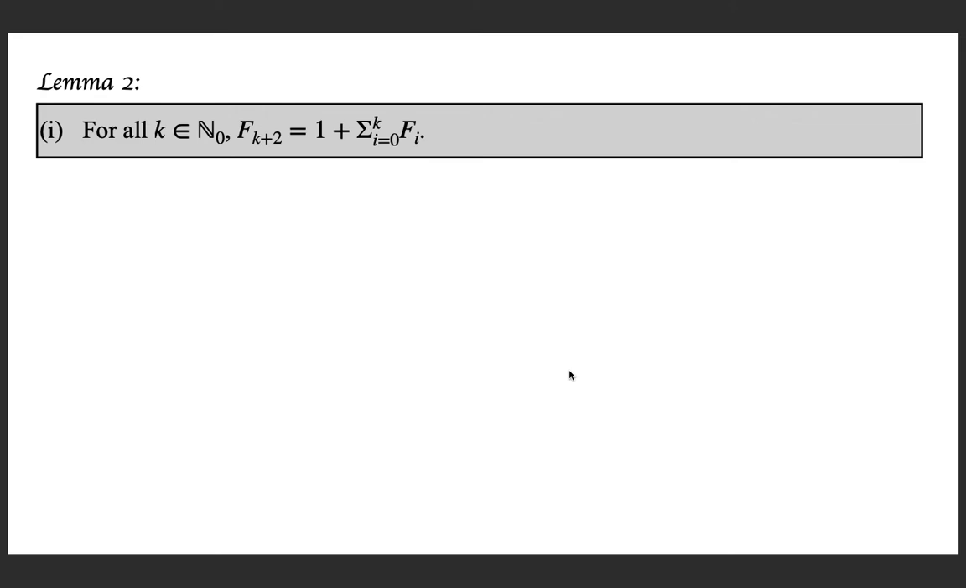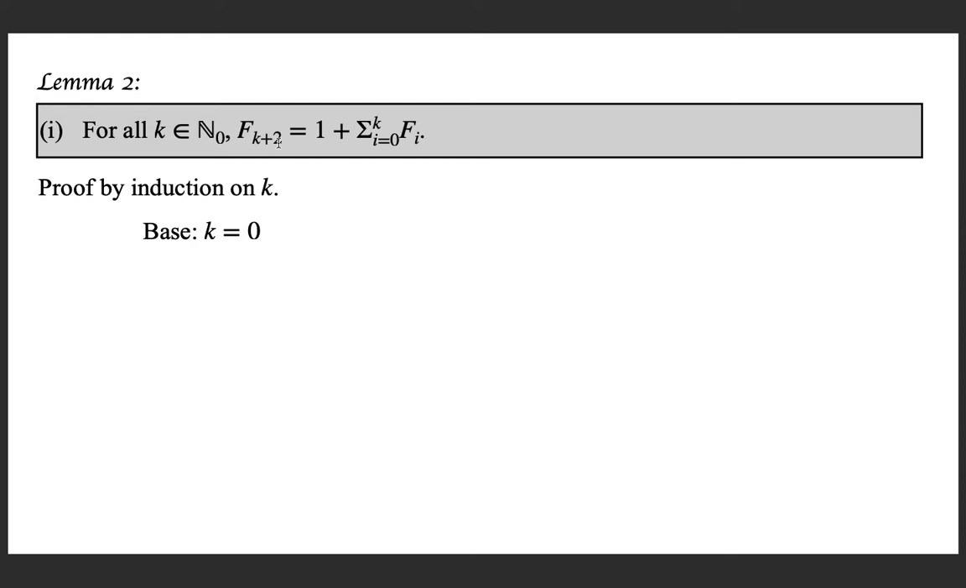Now we are going to have a lemma on the Fibonacci sequence. We are claiming that for all natural numbers k including 0, the (k plus 2)th Fibonacci number can be written as 1 plus the sum of the Fibonacci numbers till k, that is f0 plus f1 plus etc. plus f_k. If you look at that sum, then what you get is f_(k plus 2). So this is a result that we can prove using the principle of mathematical induction on k.